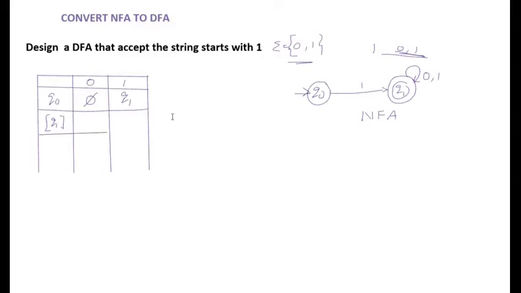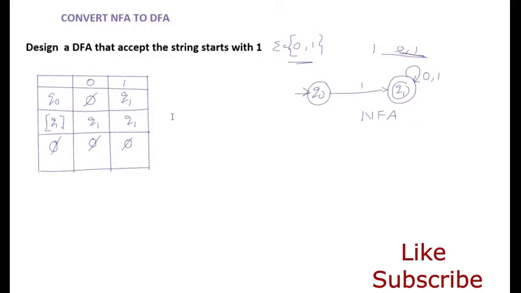Now we need to fill these cells. Q1 on 0, it is moving to the self state, that is Q1. And Q1 on 1, it is moving to the self state, so we need to write Q1. Anyway, Q1 is already defined in the first column, so no need to write it again. And one more state, that is phi, is also there in this one. So introduce that phi also in the first column. Phi on 0, nothing is defined, so phi on 0 it is phi and phi on 1 it is phi.